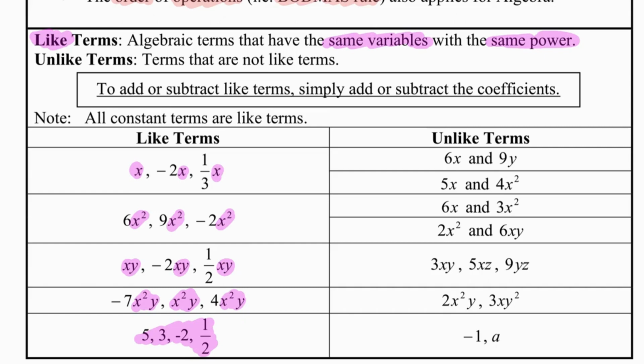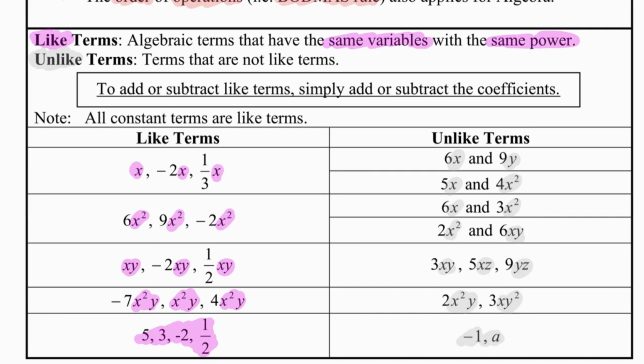As for the unlike terms, I'm going to use a gray color. Then basically it's the opposite, meaning x and y are unlike terms, x and x square are unlike terms because the power is different. Same goes for x and xy, also different; xy, xz, yz, x square y, xy square. A constant and a variable, they are all unlike terms.